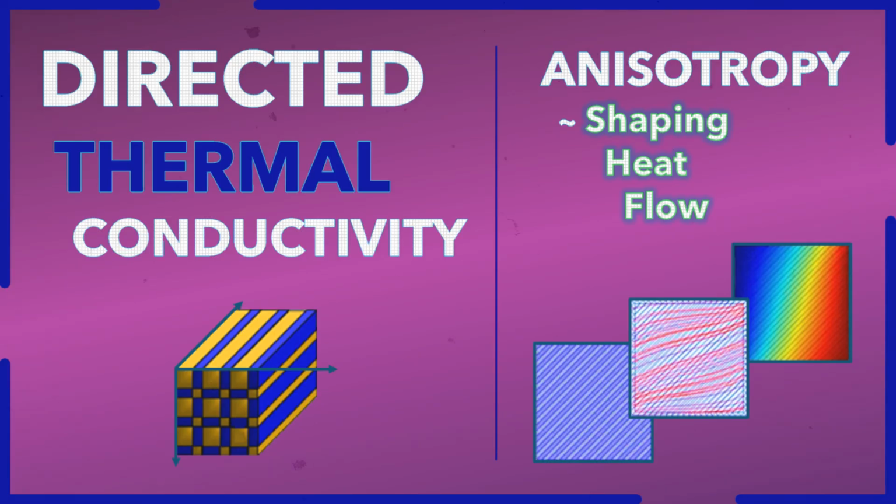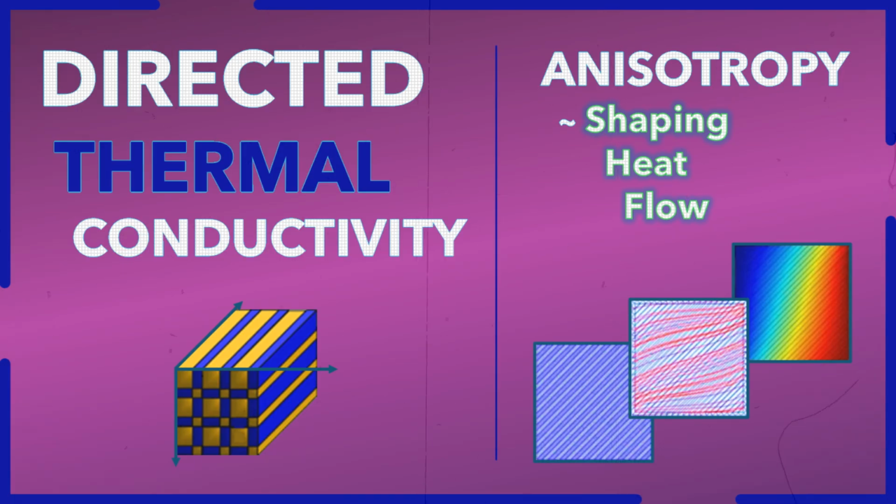Just imagine harnessing the power of directional heat flow to revolutionize how we design everything. From electronics to buildings. Okay, let's dive into those applications. You mentioned electronics. How could anisotropic materials change the game there?